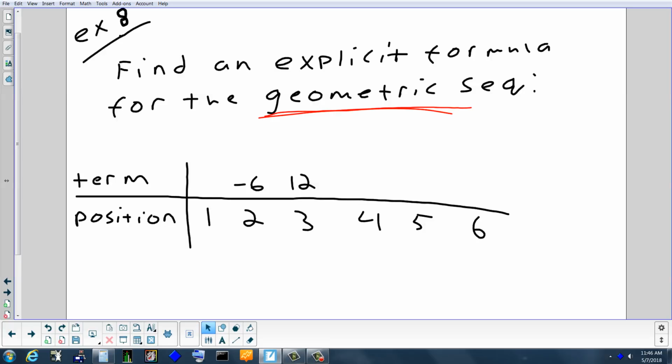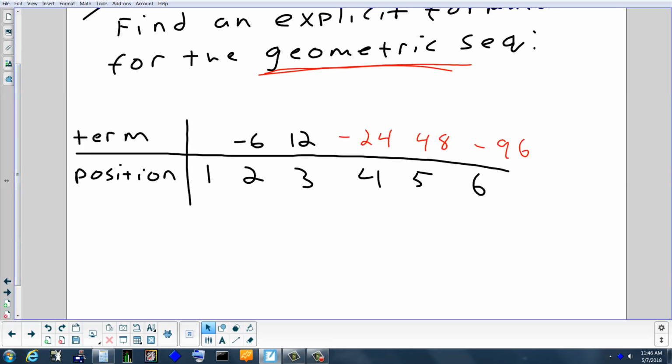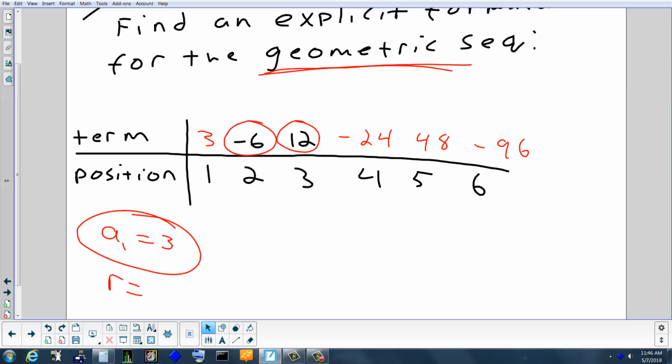So it doubled, but then it changed sign. So negative 24, positive 48, and so on, negative 96. Now it's good we've got the 6th term, but I really need the 1st term. So work backwards and figure that one out. What's the 1st term? 3, yep. So now we know the 1st term is 3. And to find the common ratio, take any term you want and divide by the one before it. So what's the common ratio?